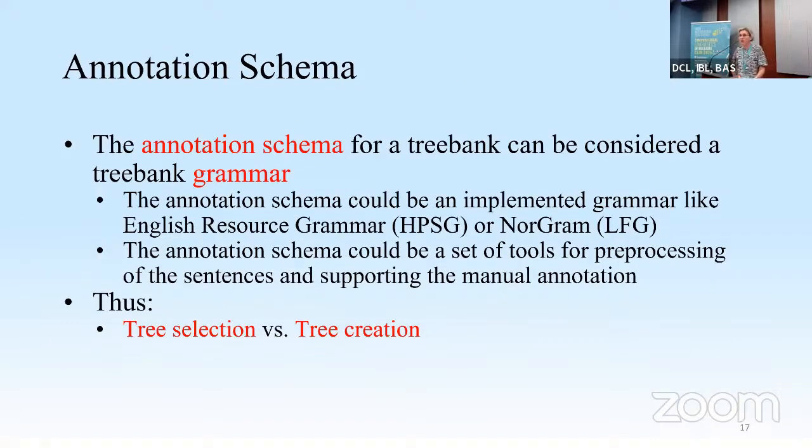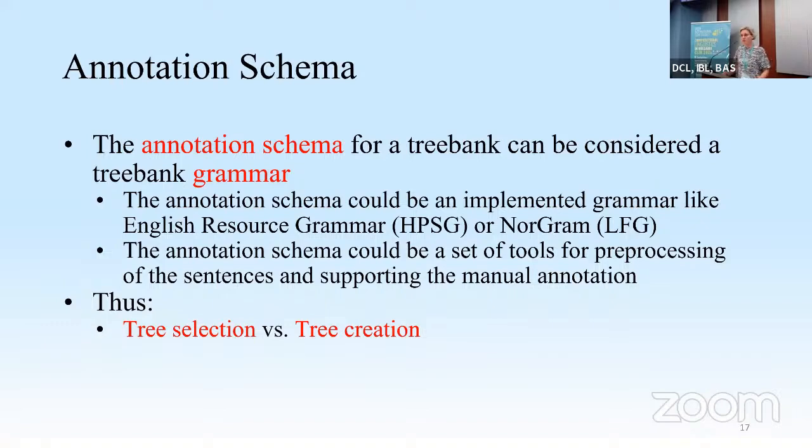So, in order to have a tree bank and to apply some linguistic theory, we should have an annotation schema according to which to annotate it. And this annotation schema is actually the grammar behind this resource. But it could be implemented at least in two ways. One way is to be implemented as a grammar, like, for example, the English Resource Grammar in the theory of HPSG. There are such grammars also in LFG, or NorGram for Norwegian, which is LFG based.